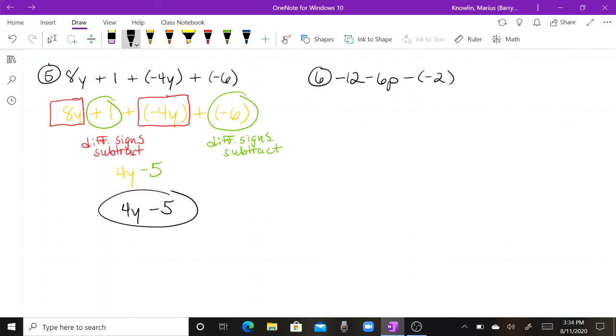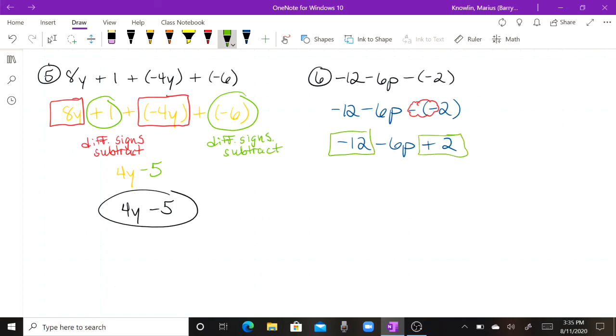All right. Number 6, last one. We have negative 12 minus 6p minus negative 2. All right. Once again, when you subtract a negative, that's the same as adding a positive. So we really could rewrite this to say negative 12 minus 6p plus 2. Now I look for my like terms. I only have one variable, but I have two constants. One of my constants is negative 12.